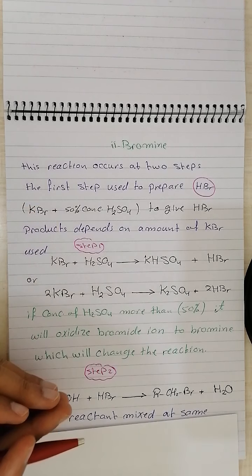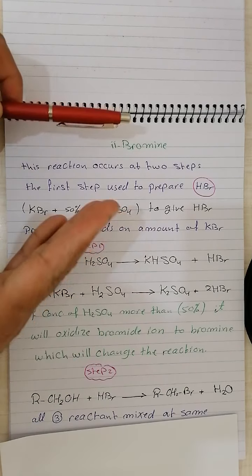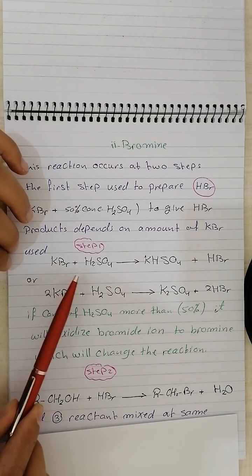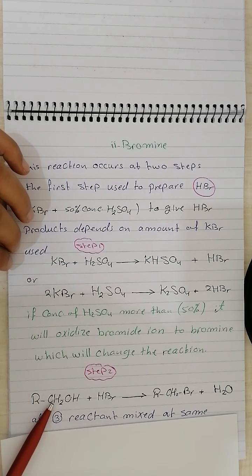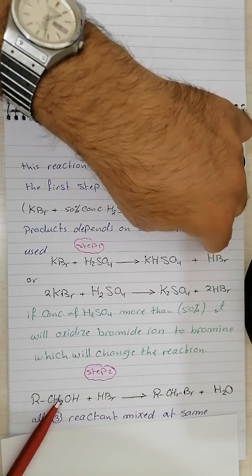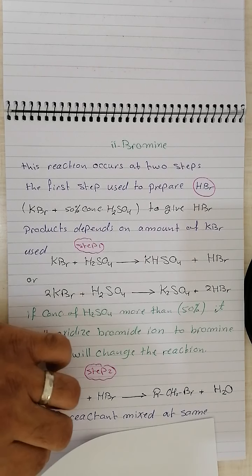All three reactants should mix together at the same time. We say step 1 and step 2 just to explain how the reaction will occur, but I don't want you to think the reaction occurs in a beaker and then we mix the product with alcohol. No, we mix the three reactants at the same time: sulfuric acid, potassium bromide, and alcohol. But this reaction occurs first, and the product then attacks the alcohol to give the final product.